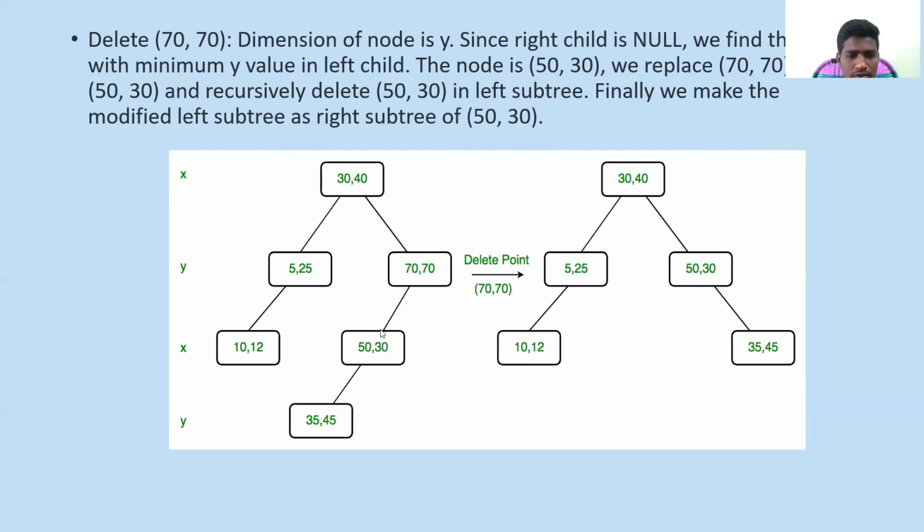What is the minimum y value? This is 30. Why do we have to take the minimum value? As this is the left subtree of this 70 comma 70, we have to take the minimum y value. So why are we taking the y value here? Because the 70 comma 70 is aligned in the y value. So we take the y value with minimum value. This is the result after deleting the 70 comma 70.